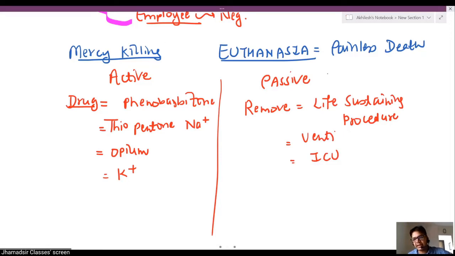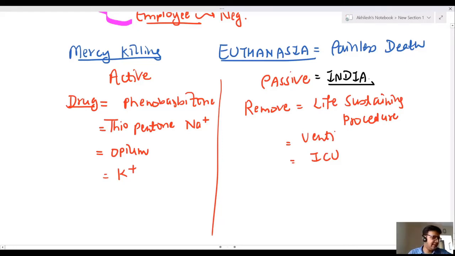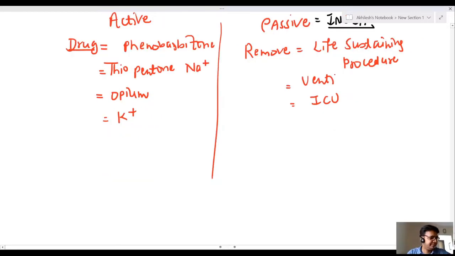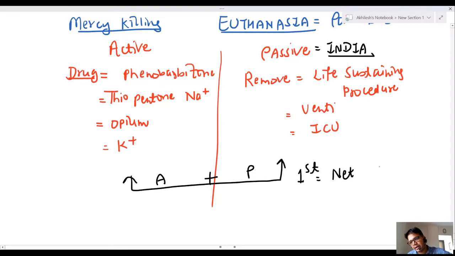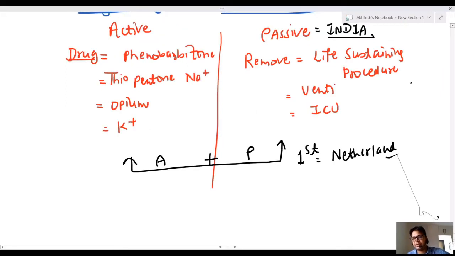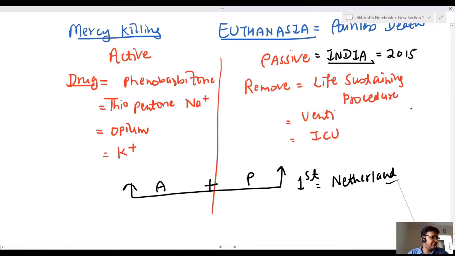In India, only passive euthanasia is legalized. But Doctor Saab, this question comes. The first country where active plus passive both got legalized was the Netherlands. In India, passive euthanasia got legalized only in 2015. So the first country to legalize passive euthanasia is the Netherlands, as well as active euthanasia.